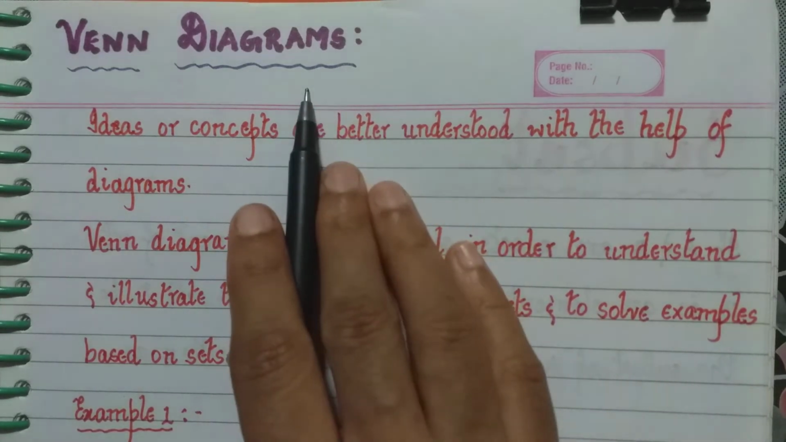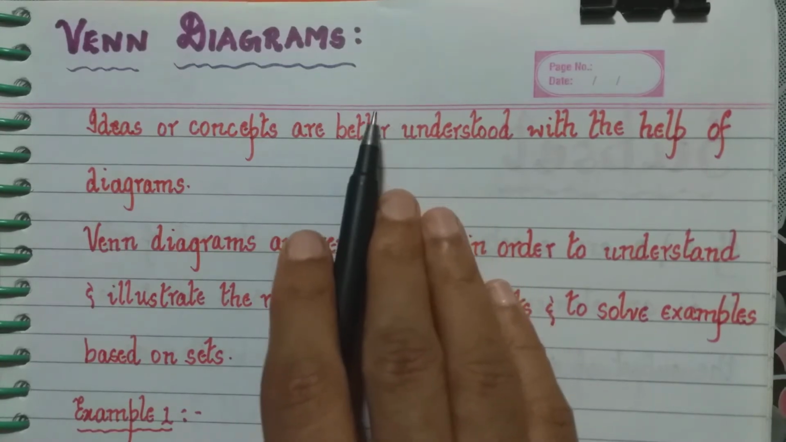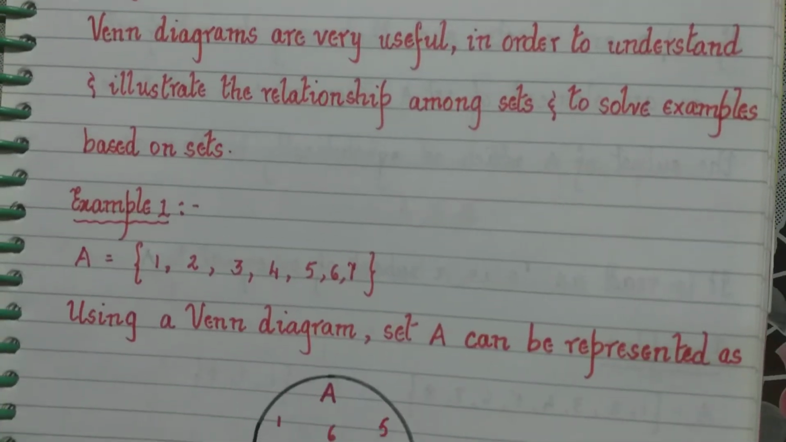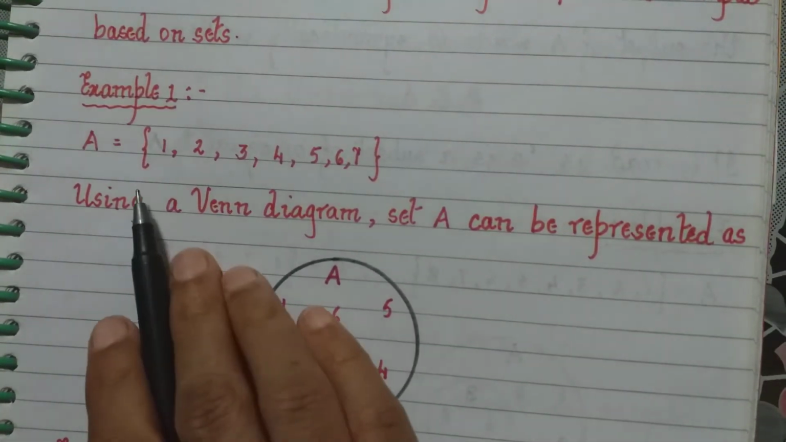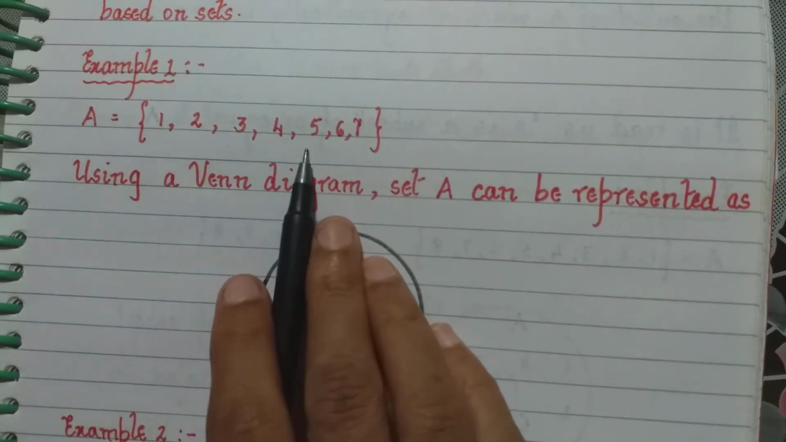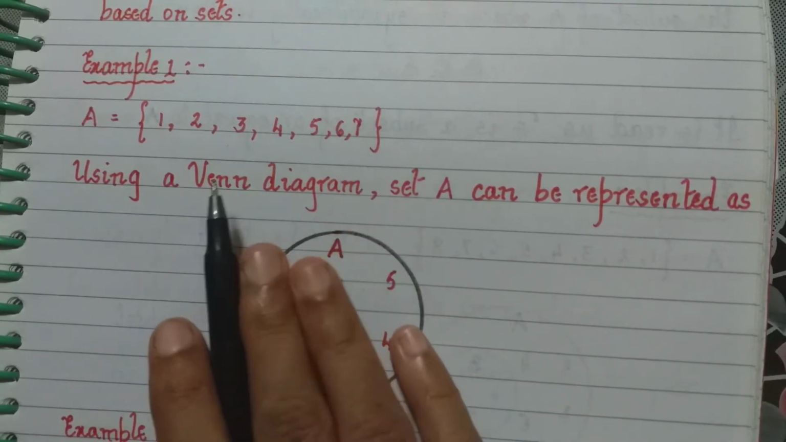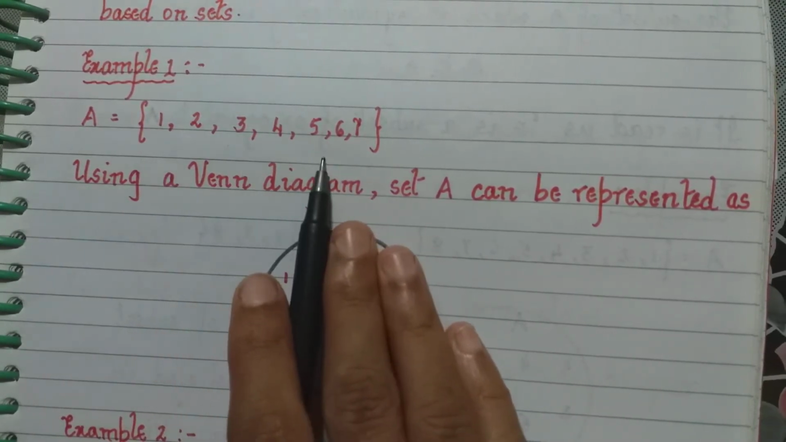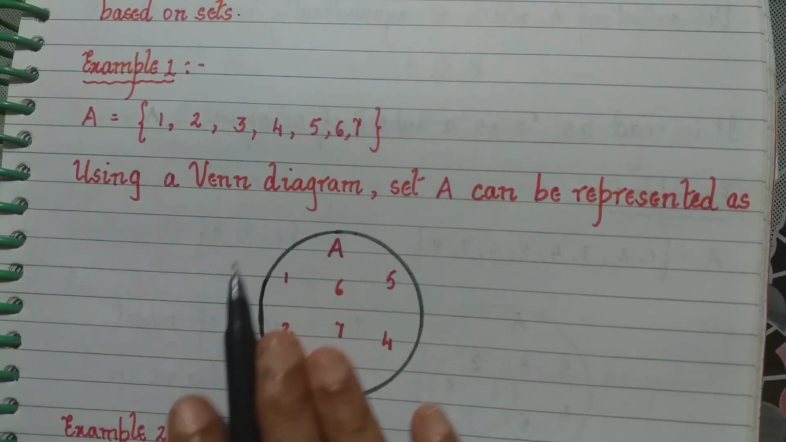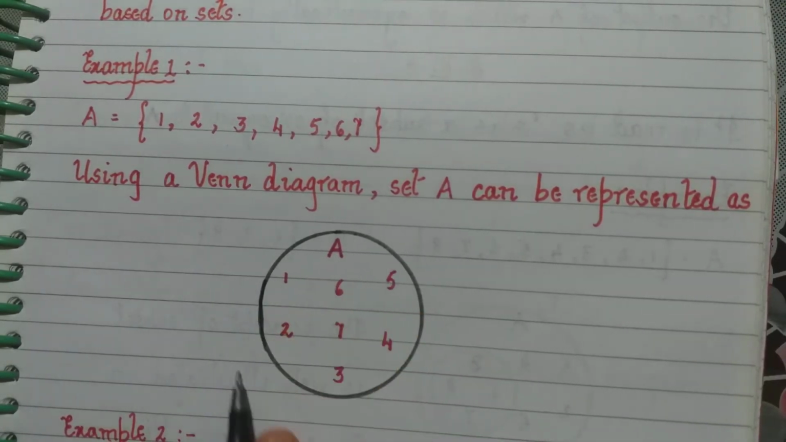Let us see now, when a set is given to us, how we represent it by a Venn diagram. See example 1 which is given here. We have here set A which has the elements 1, 2, 3, 4, 5, 6 and 7. So 1 to 7, all the numbers are written here. When I represent this set as a Venn diagram, set A can be represented as follows: we draw a circle. Usually sets are represented as a circle. So we draw a circle.